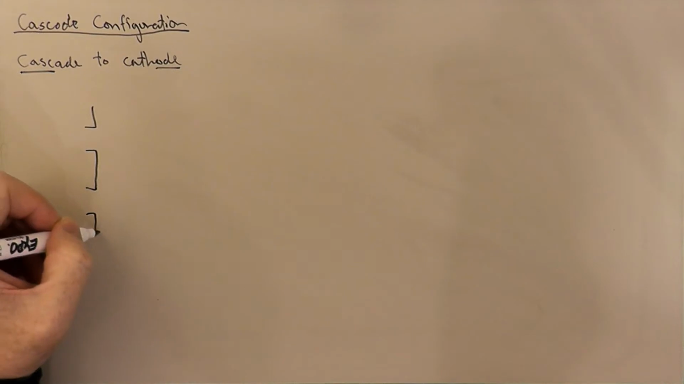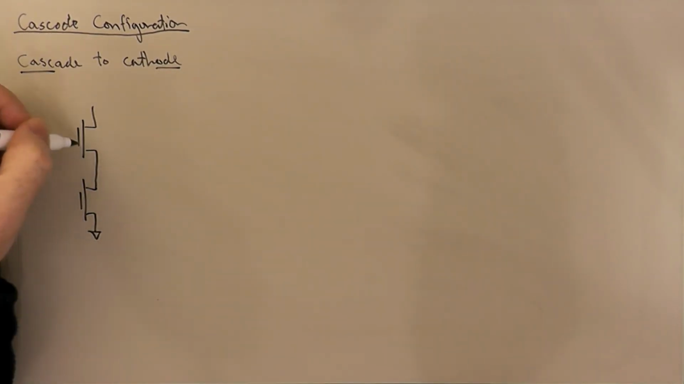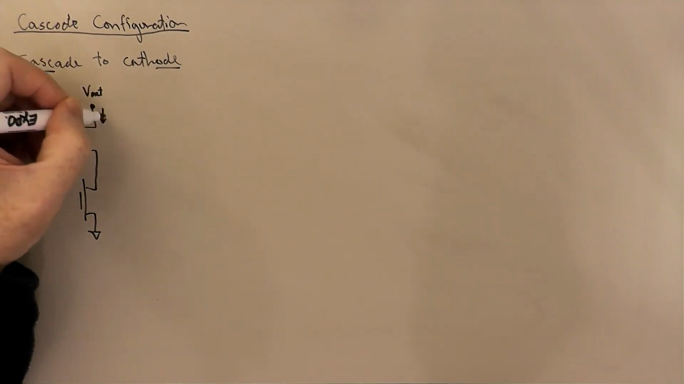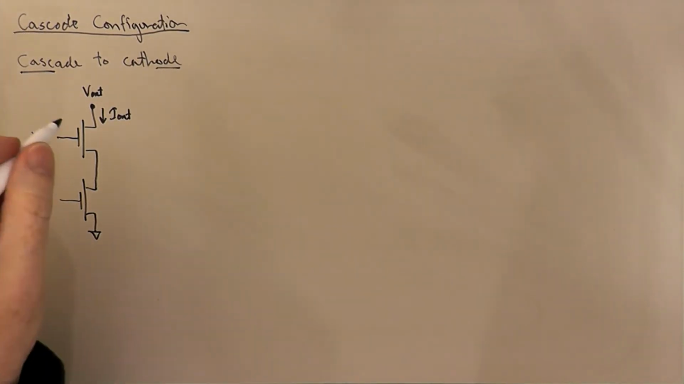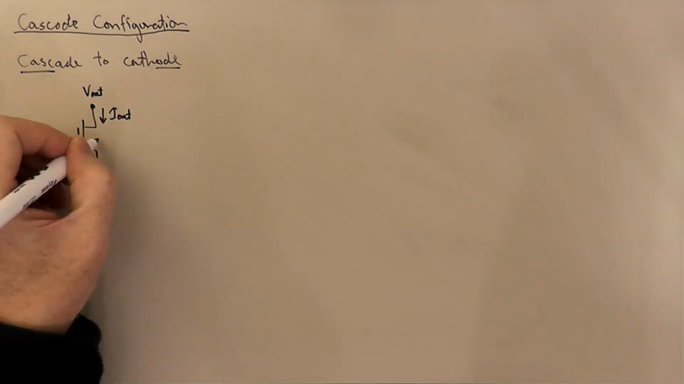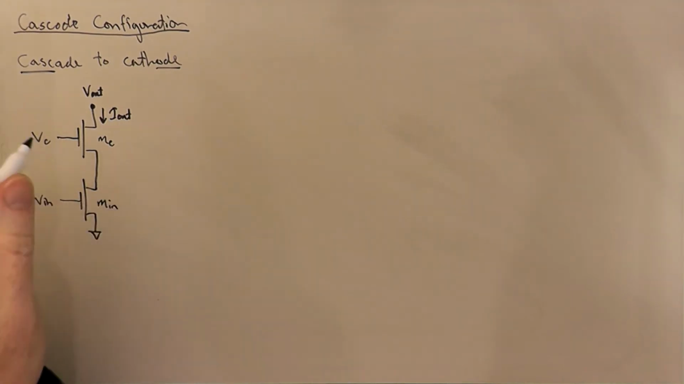So it looks like a source follower in some ways. In this case, we have V out, and we've got some current I out. Instead of this being our input voltage, this is a voltage we're going to call the cascode bias voltage, VC. And we're going to call this the input voltage here, Vin. This transistor is MC, and this transistor we're going to call Min.